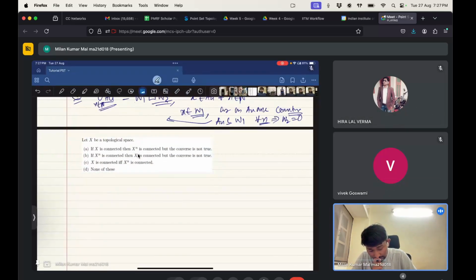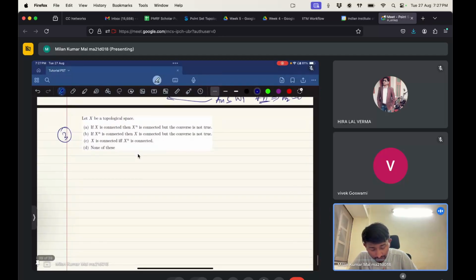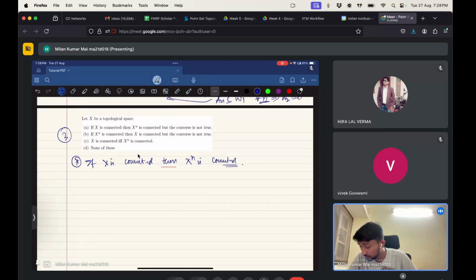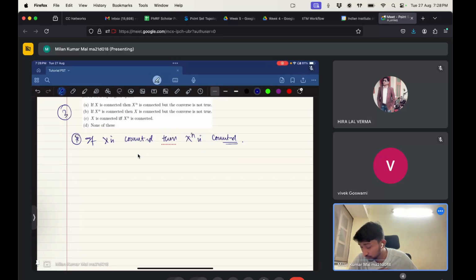So this is question number 3. Let X be a topological space. If X is connected, then X^n is connected, and that is proved, I think. It is proved that if X is connected, then X^n is connected. Yeah, that is proved in lecture 3. It is written.